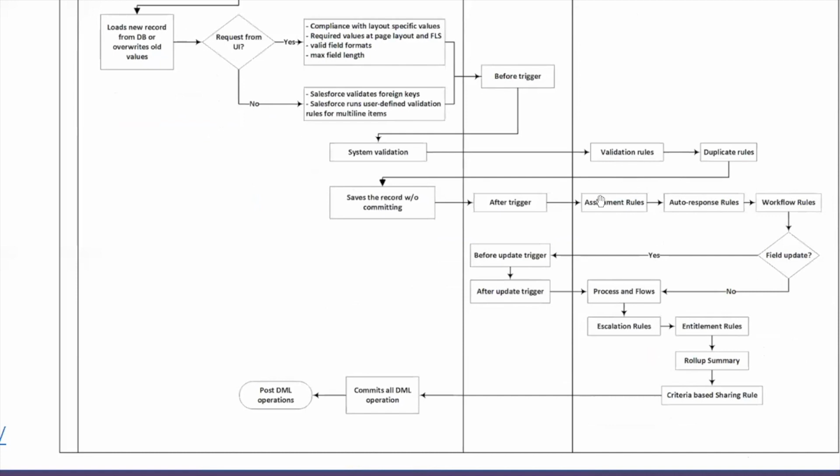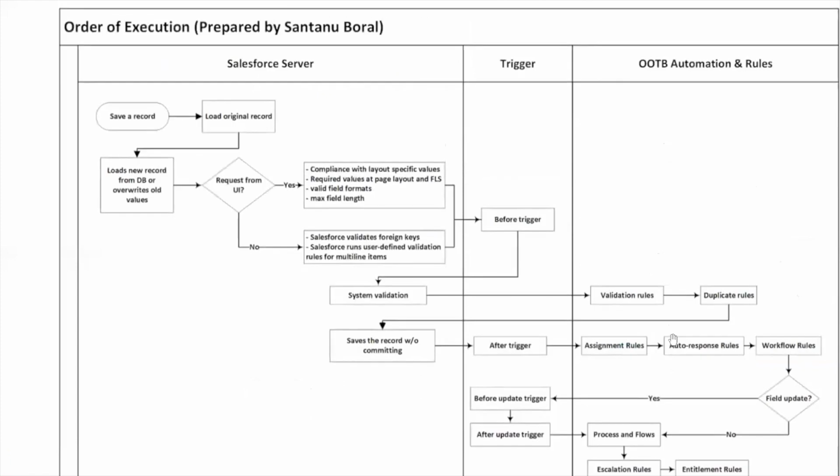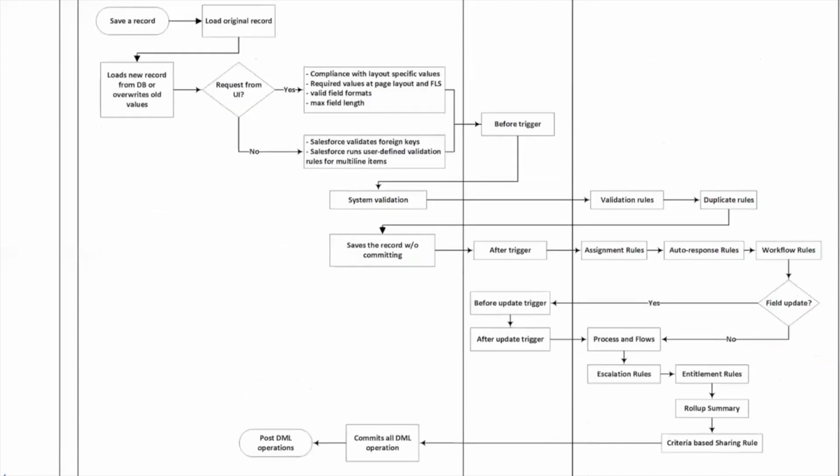And then you have another set of artifacts like the assignment rules, auto response rules, or workflow rules. Workflow rules can result in a field update, and when that happens, because a field update is again a type of DML, the sequence still remains the same. If there is a before trigger, the before trigger will fire first and then an after trigger.